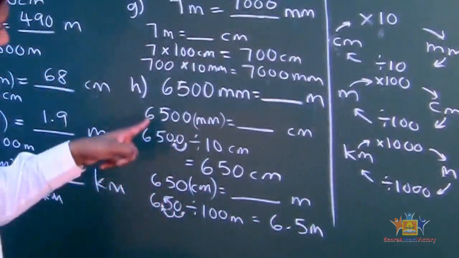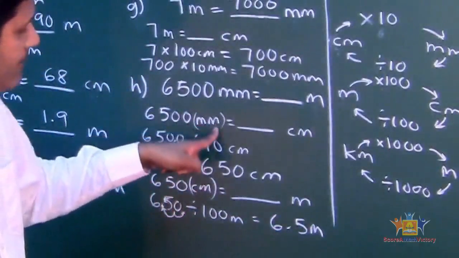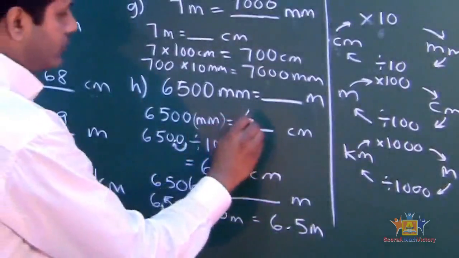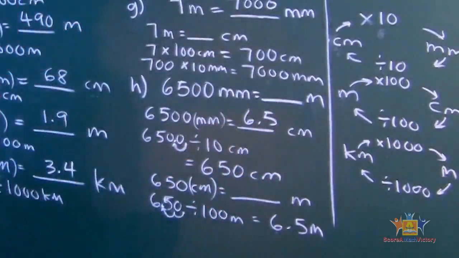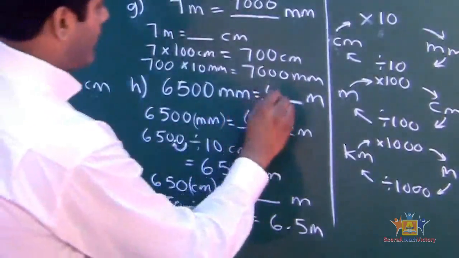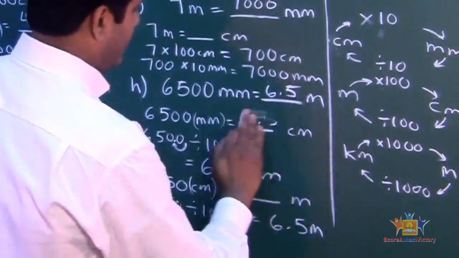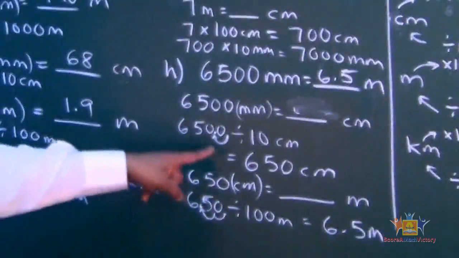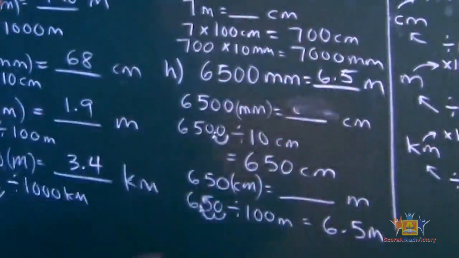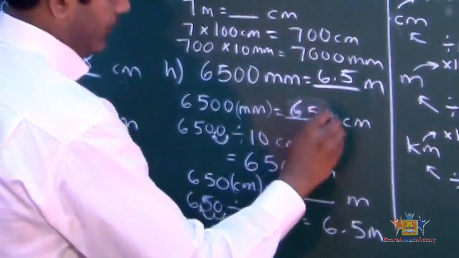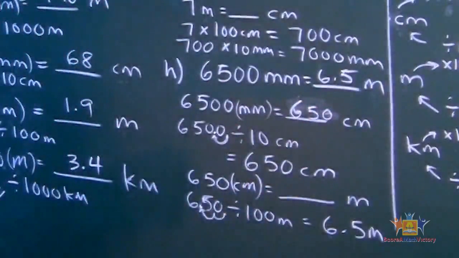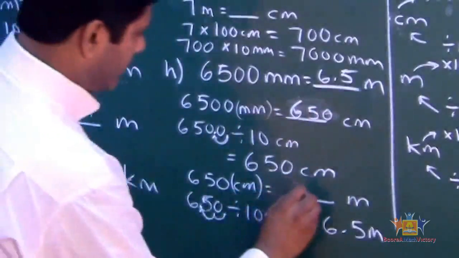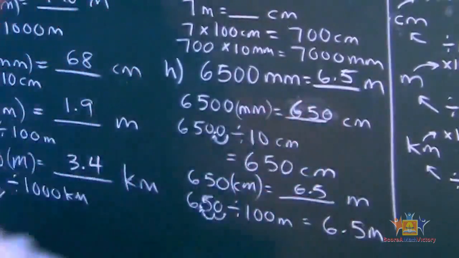So that tells me 6,500 millimeters equals 6.5 meters. I'm sorry, I put it in the wrong place. The 650 centimeters belongs to that one, so 650 centimeters, I'll put it right there. And then 650 centimeters to meters is 6.5 right there, which is the same as that one.